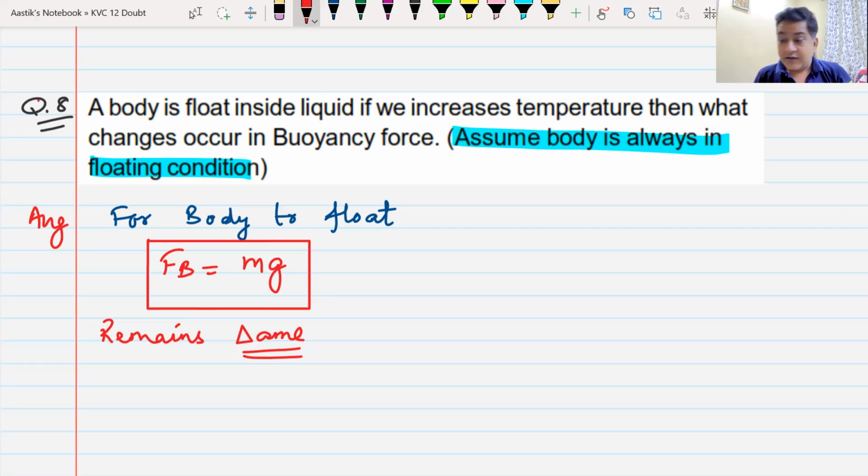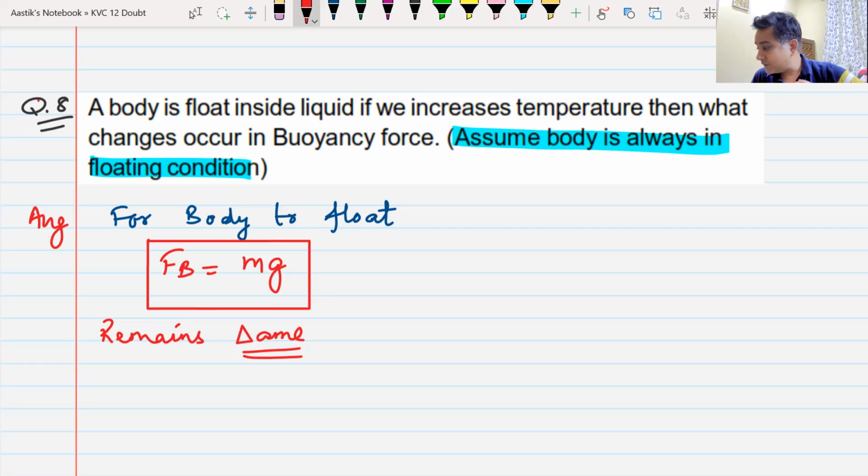Yes, sir. But something has to change. Now the question comes, something has to change. What will change? Either the body will go down more, or the body may come up. Do we understand this? Yes, sir.